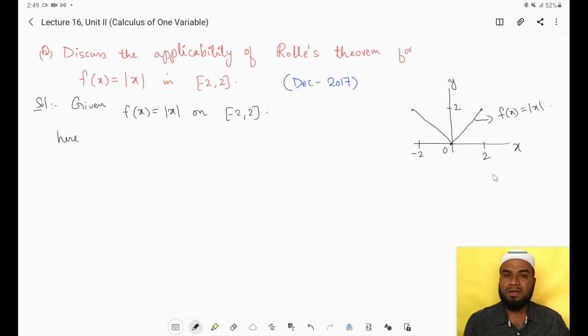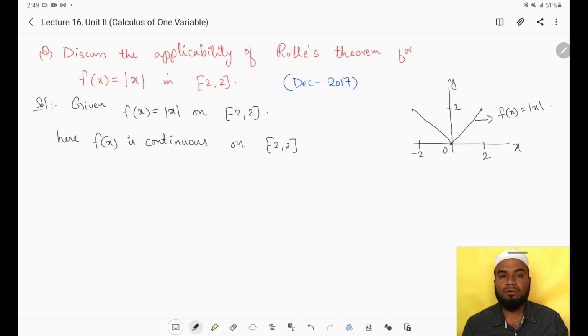So here, because you observe the graph in between minus 2 and 2, the graph is not having any jump or discontinuity. The graph is continuous. So here f of x is continuous. We can see the continuity of the function from the graph. Here f of x is continuous on the closed interval -2, 2.